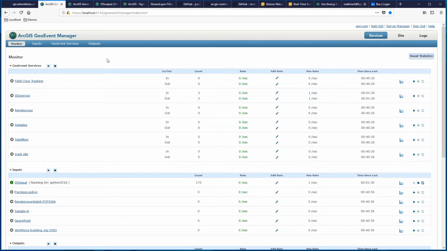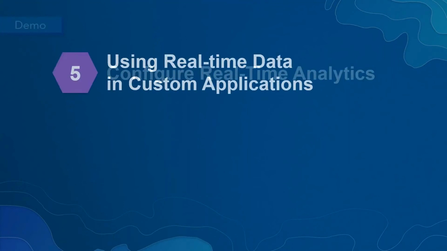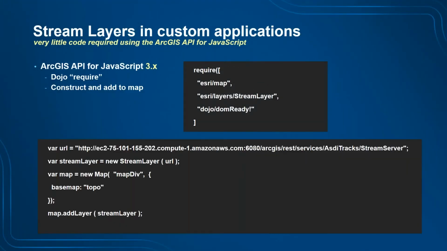And so now that I have an input and an output and a service configured, I can go back to my development environment and start to write applications that consume that data. So let's take a look at what's required in order to be able to do that. As Morcott mentioned, there are a number of different APIs within the ArcGIS environment that you can leverage to build real-time applications.